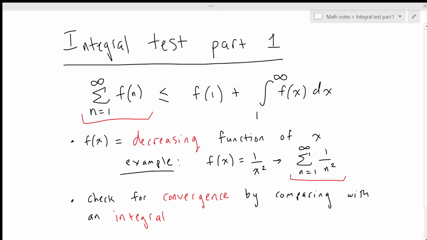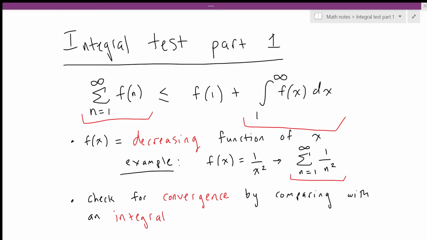Now the idea of the integral test is this inequality. On the left-hand side we have the series, and on the right-hand side we have f of 1 plus the integral of f of x from 1 to infinity. You can see that if this integral converges, then the series must also converge, because the series is less than f of 1 plus this integral. So that's the main idea of the integral test.